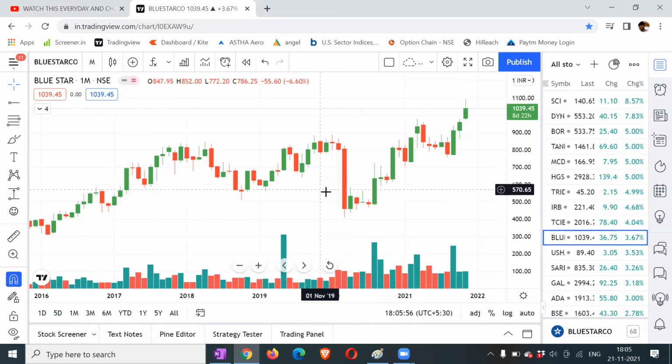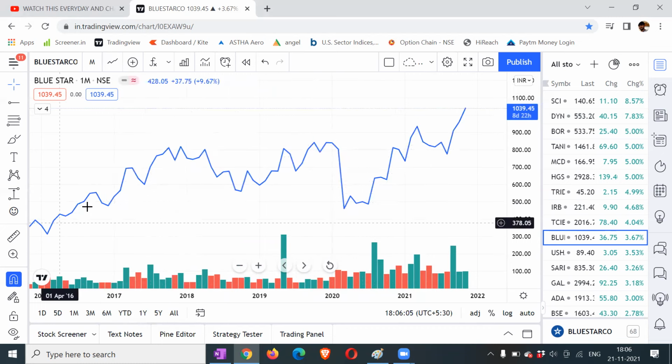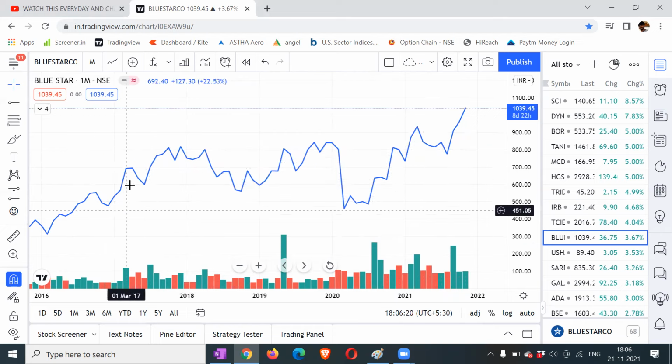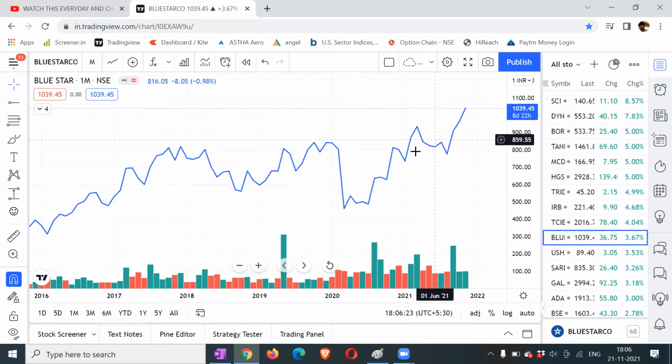As many of you are aware, these are called candlesticks or candles, and they form a chart. It's nothing but the movement of price over a period of time. In 2016, it was at 308 and moved to 730, 800, then 450, and now 1000. You can see the price movement, but in which month did it fall, where did it start and end in a month, what low and what high did it make in a month?